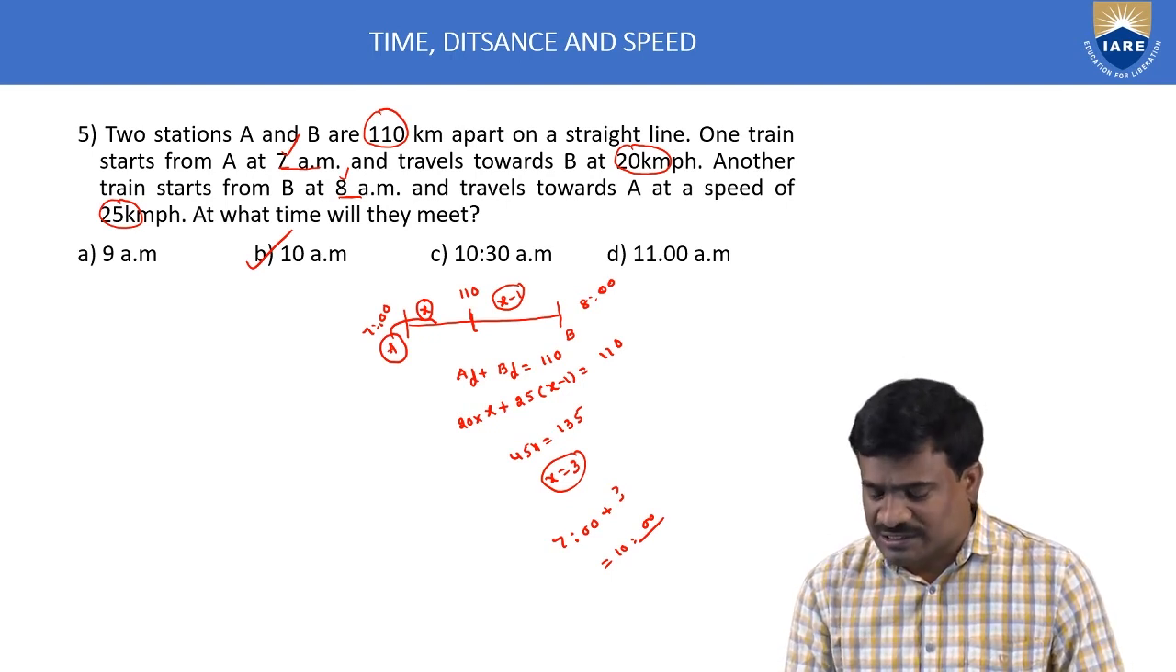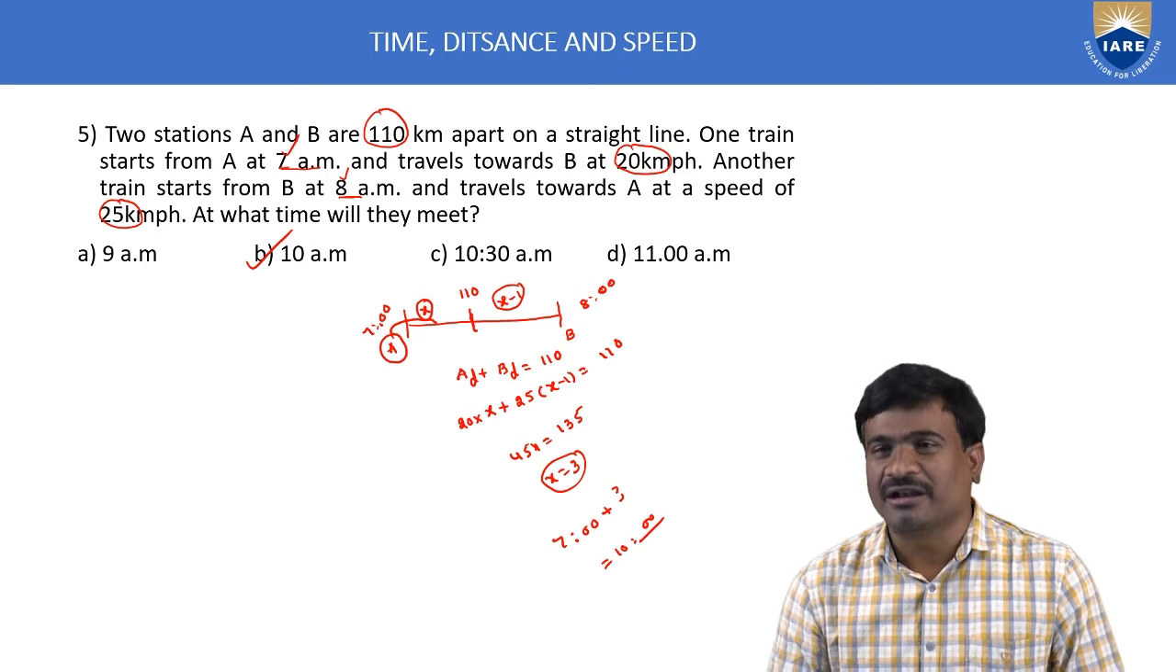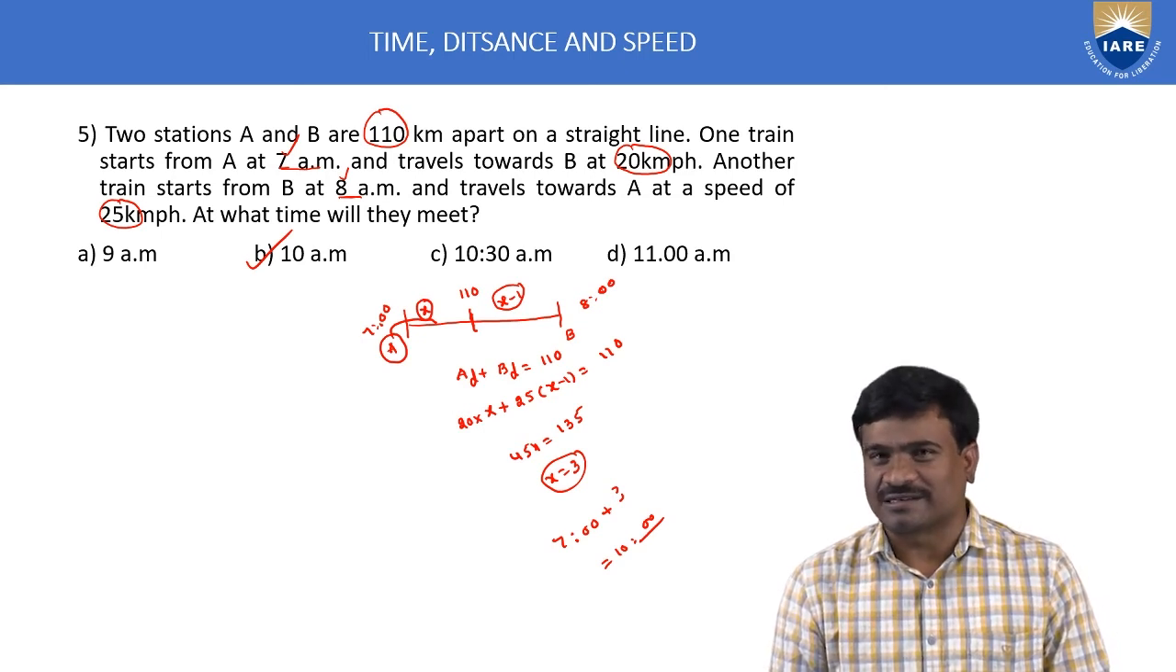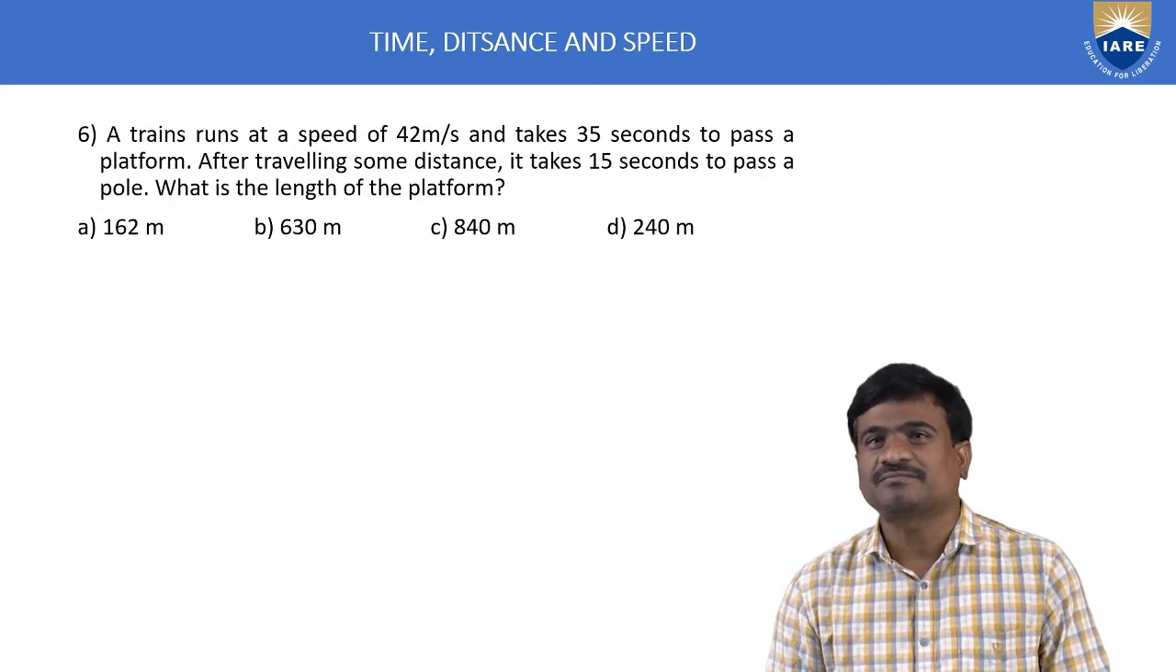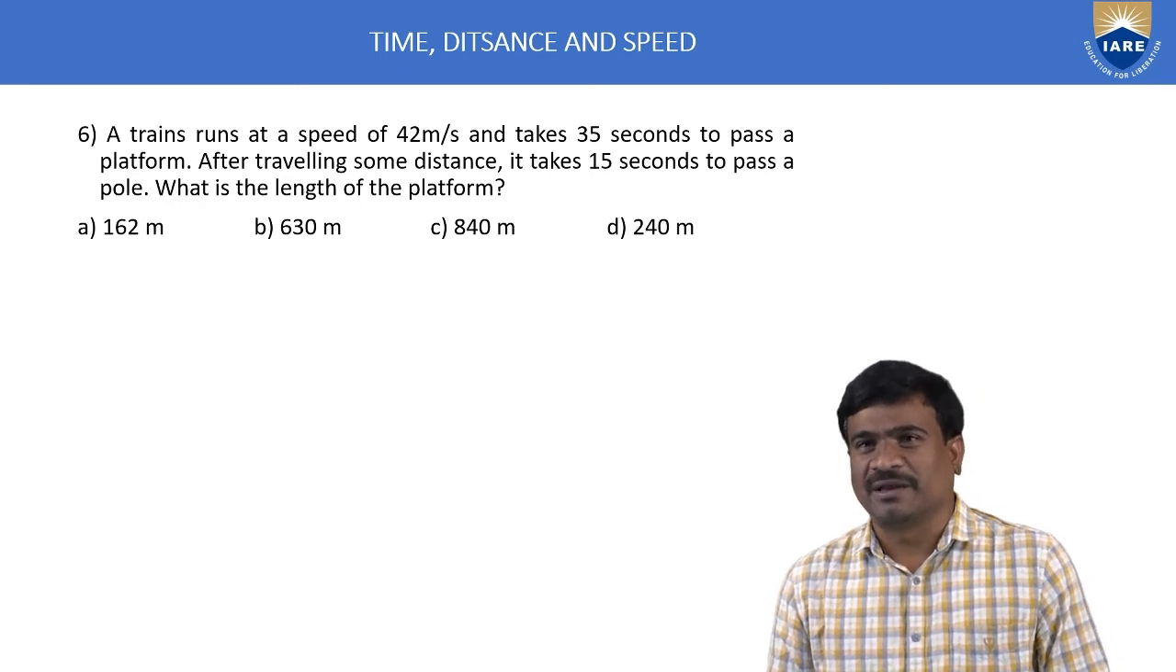But for this question, the answer is option B, 10 a.m. That is the right answer. Okay, right. Next, your sixth example method.